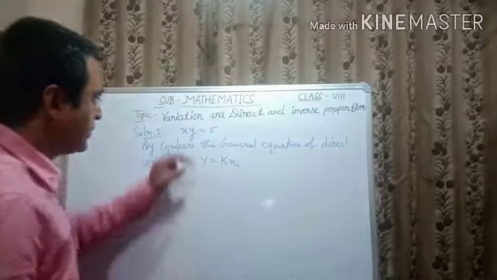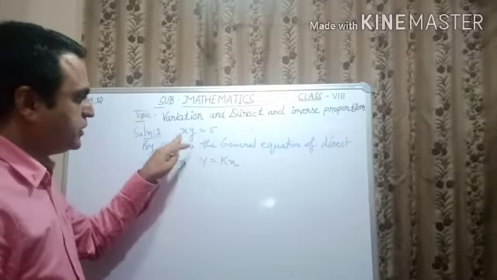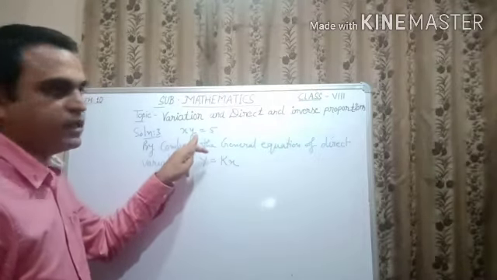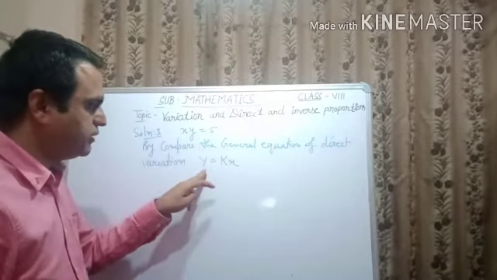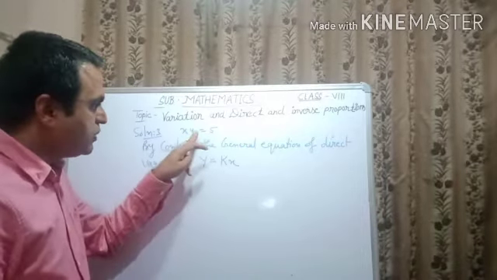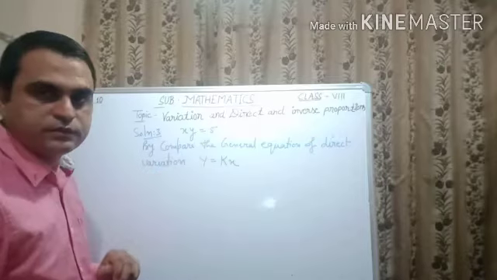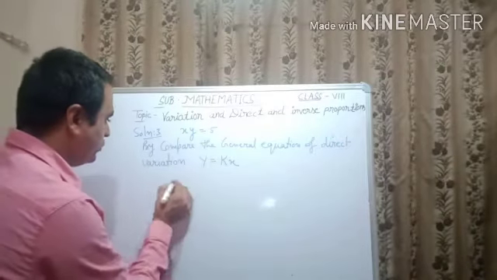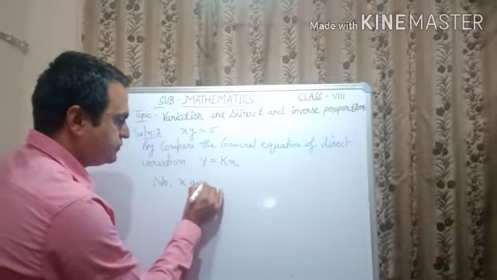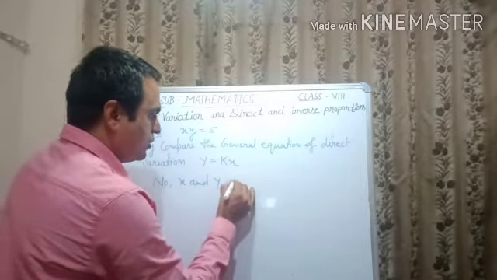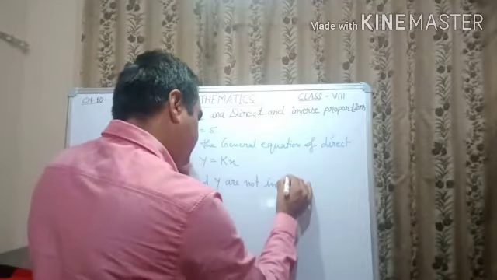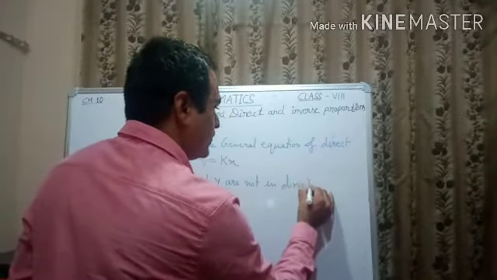y is equal to kx. When we compare this, in this question x and y are in multiplication, but in the general equation x and y are in division, so we can't compare these. So we have to write, no, x and y are not in direct variation.